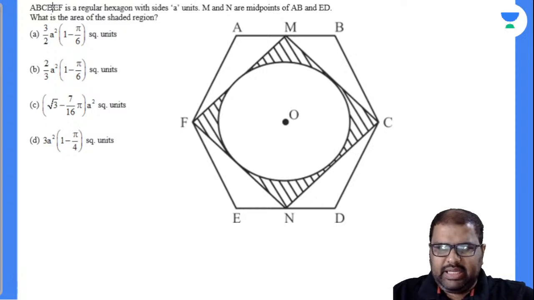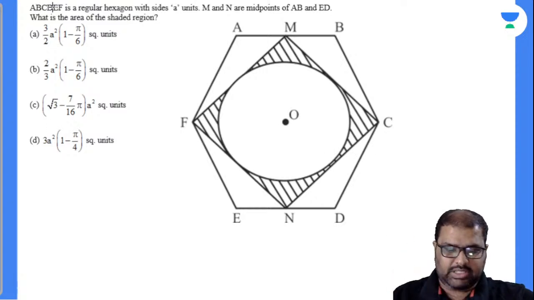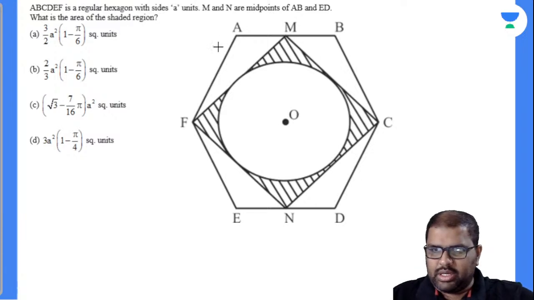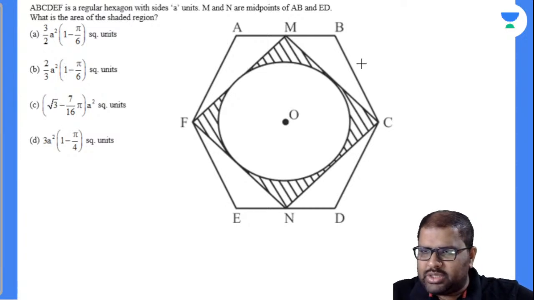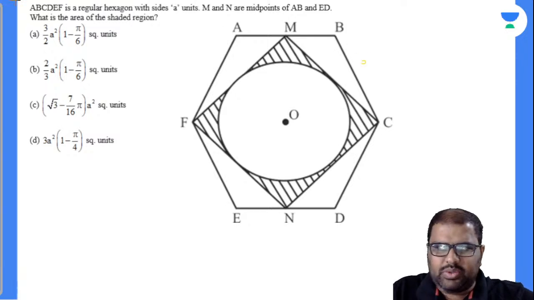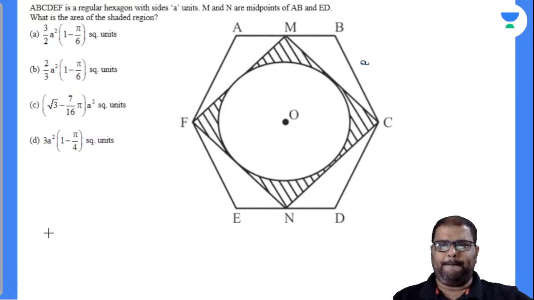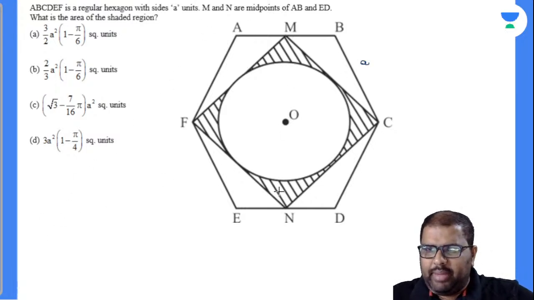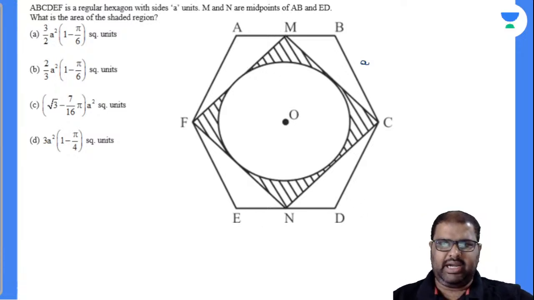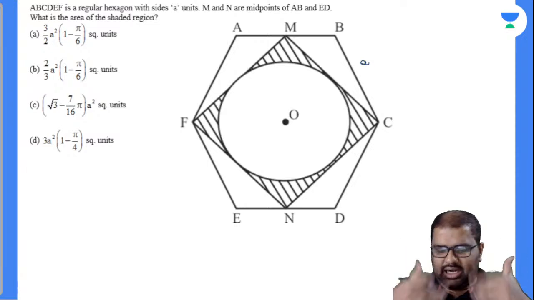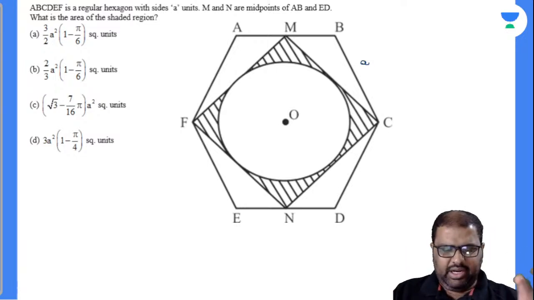ABCDEF is a regular hexagon with side a units. A regular hexagon means all the sides will be of the same length. To understand it, I'll draw this, this is A. M and N are midpoints of AB and ED. What is the area of the shaded region? Most of the questions run like this today, finding out the shaded area. Now, come to the question.